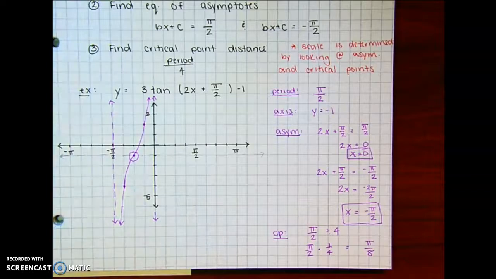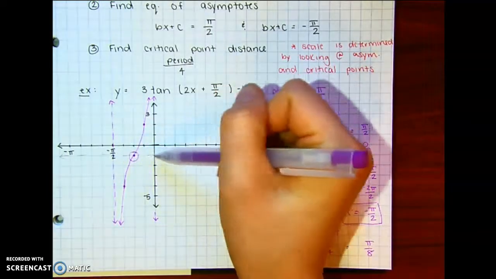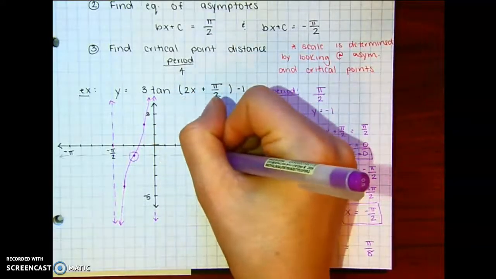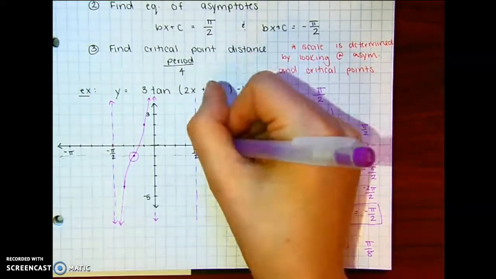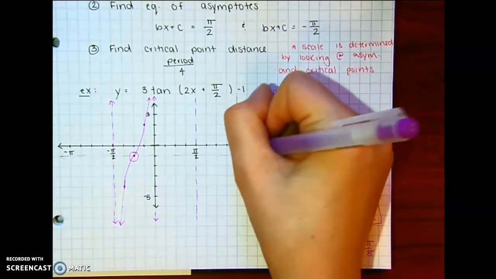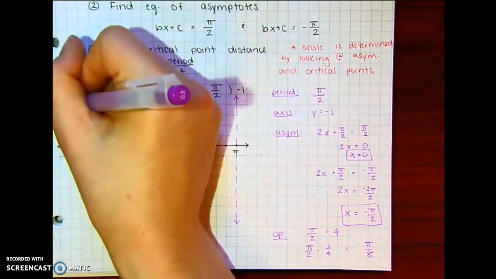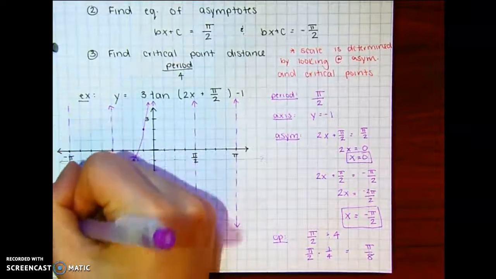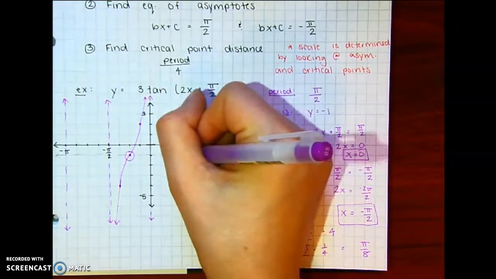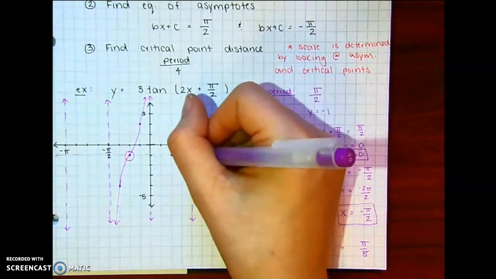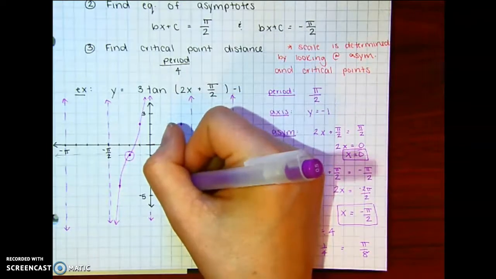So this is going to keep repeating the pattern. From here, the distance between our asymptotes is 1, 2, 3, 4. So I'm going to have 1, 2, 3 asymptote. 1, 2, 3 asymptote. Same to the left. So halfway in between. And then right the critical point distance and up 3. Left critical point distance down 3.